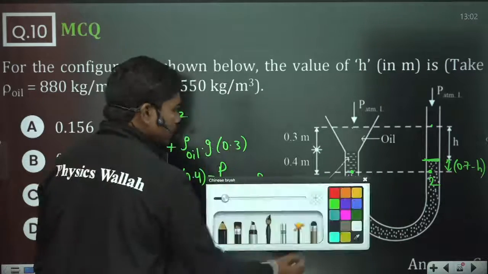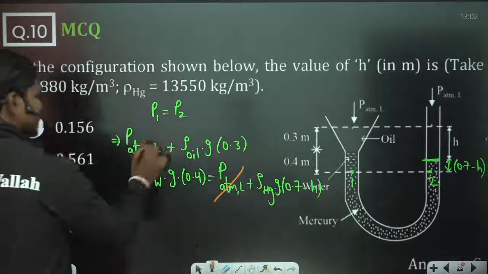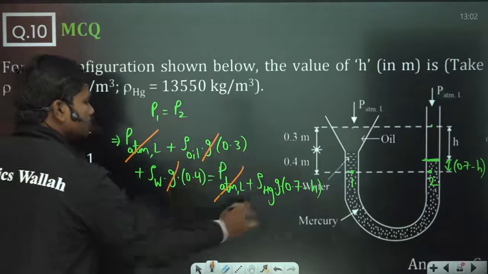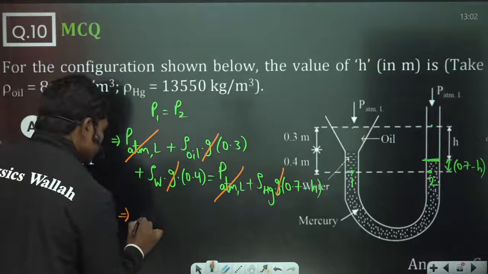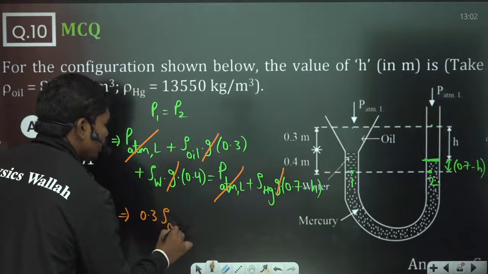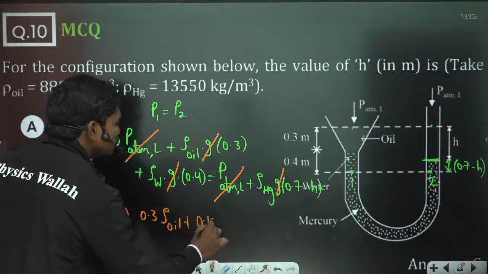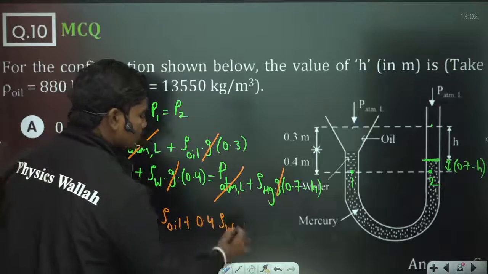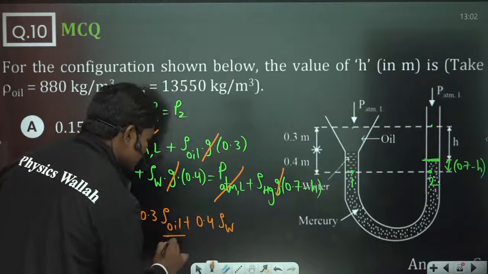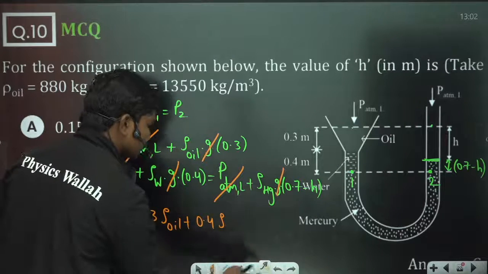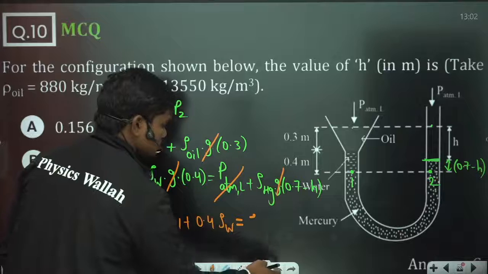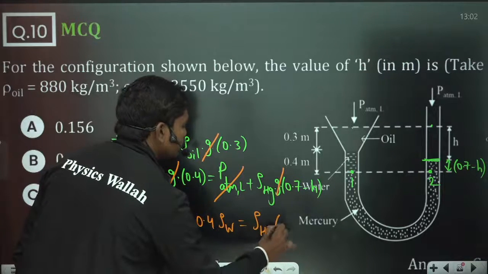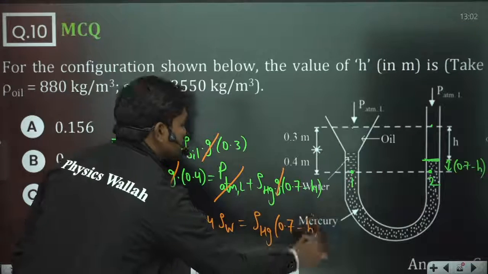If you simplify the results, P ATM local gets cancelled off, and g also gets cancelled in all the terms. So 0.3 times density of oil plus 0.4 times density of water, divided by density of mercury, is equal to 0.7 minus H. This is the value of H in meters.